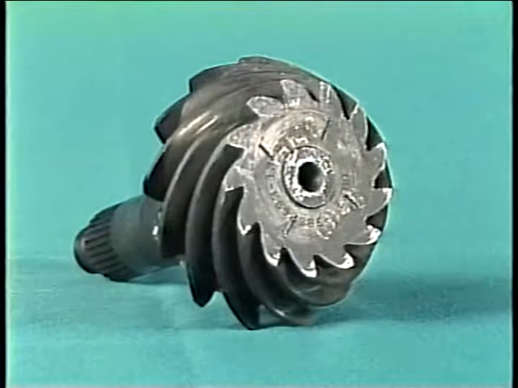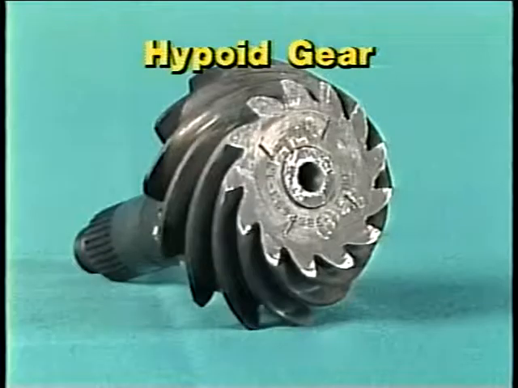Okay, so far we've looked at spur, bevel, spiral bevel, helical, and worm gears. Now, the last type of gear we're going to look at in this part of the program is called a hypoid gear. This is a typical hypoid gear.